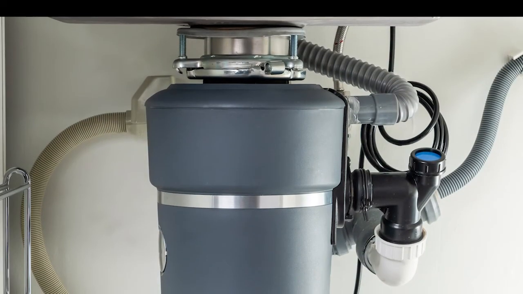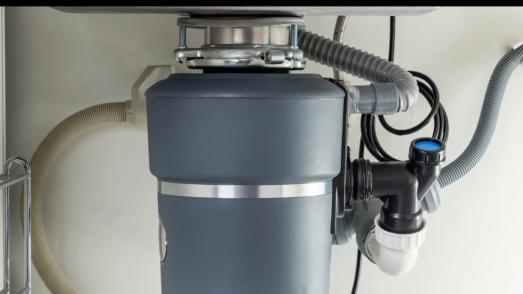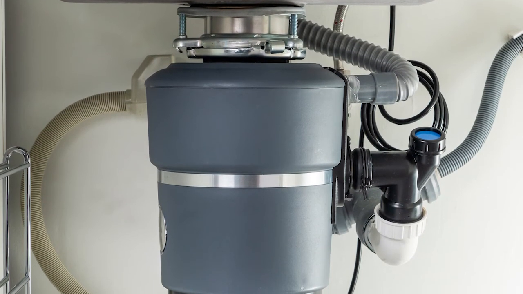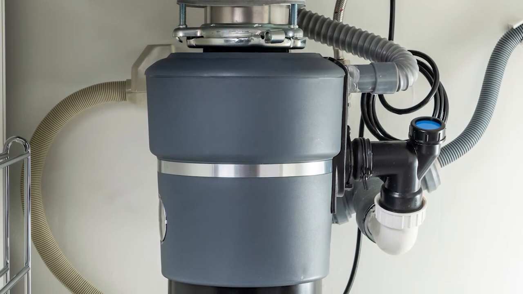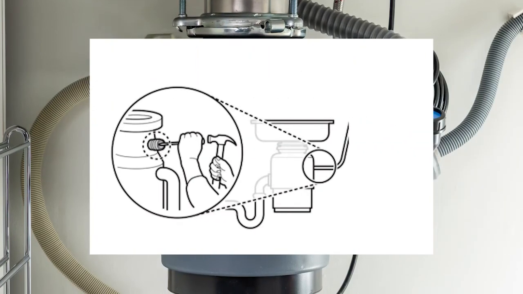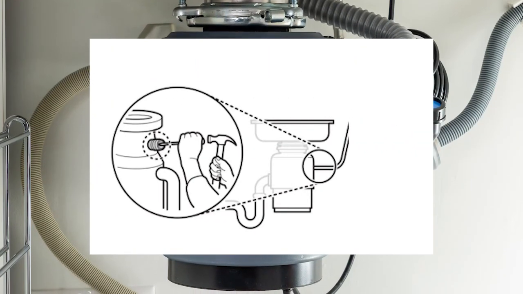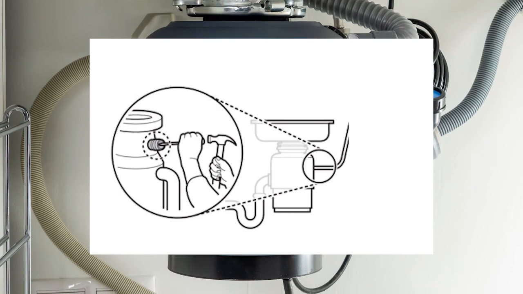Finally, if the unit is a new install or if a garbage disposal has recently been installed, check to be sure that the knockout plug for the dishwasher drain on the garbage disposal has been removed. This can be inspected by removing the dishwasher drain hose from the garbage disposal.